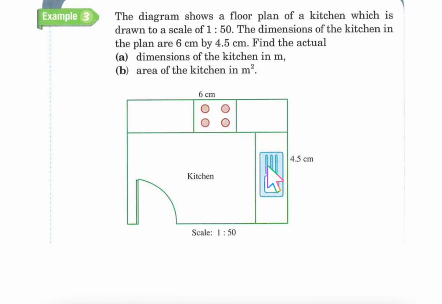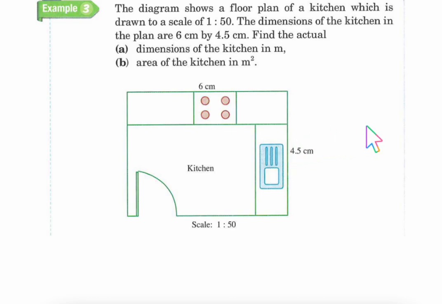Let's take a look at example 3 now. It says the diagram shows a floor plan of a kitchen, which is drawn to a scale of 1 to 50. The dimensions of the kitchen in the plan are 6 centimeters by 4.5 centimeters. Find the actual A, dimensions of the kitchen in meters, and B, the area of the kitchen in meters squared. Pause the video and try it on your own first.